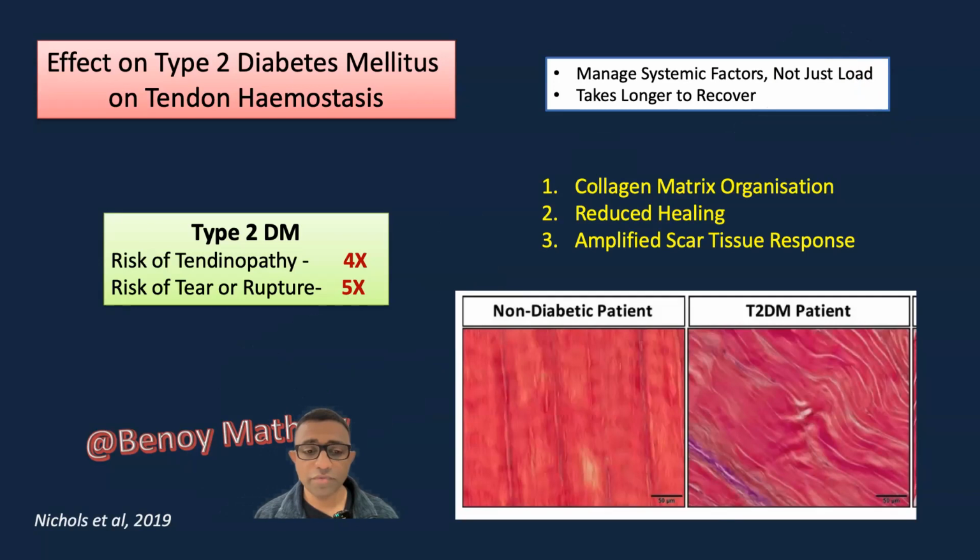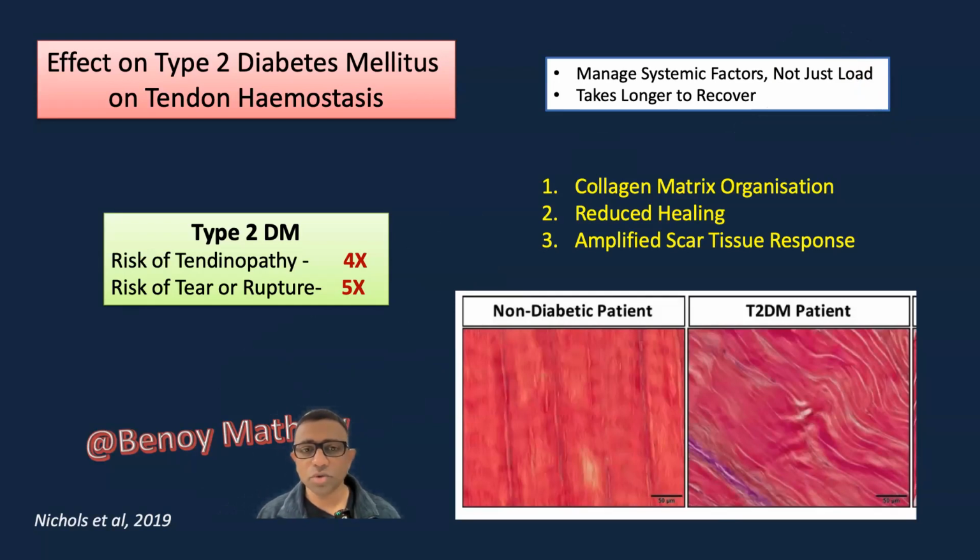So if you have type 2 diabetes, your risk of developing tendinopathy is about 4 times, and the risk of getting tears and ruptures is 5 times. So those systemic factors like diabetes, smoking, thyroid are something we need to be aware of, because those patients might have a slower recovery, and they're generally intrinsically higher risk.